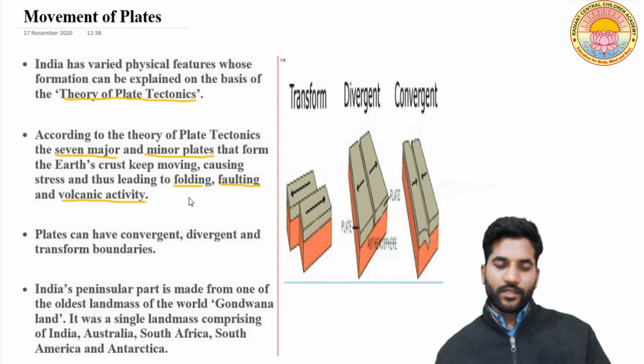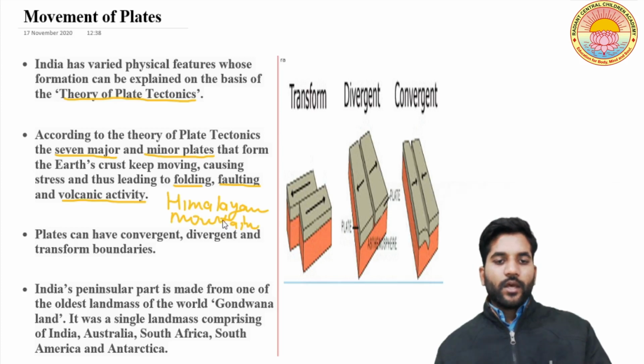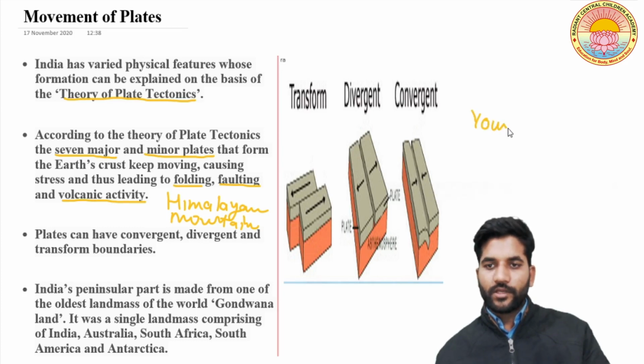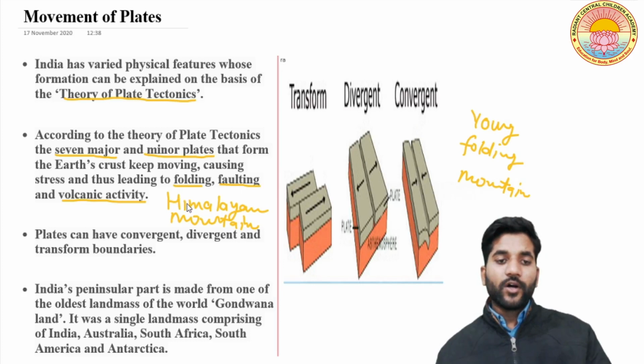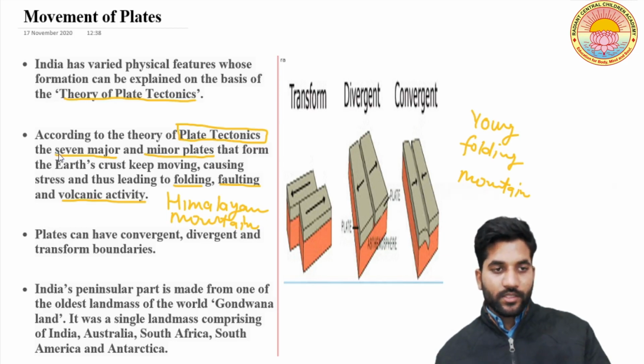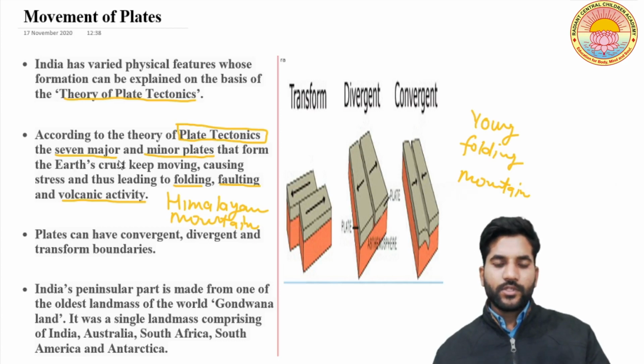Now, how will you understand that? Let's take the example of the Himalayan mountain. How is it formed? The Himalayan mountain is a young folding mountain. We all know about it. It is formed due to the movement of the tectonic plates. As I told you in this point, there are seven major tectonic plates. They form different kinds of geographical structures by converging, diverging, and transforming with each other.